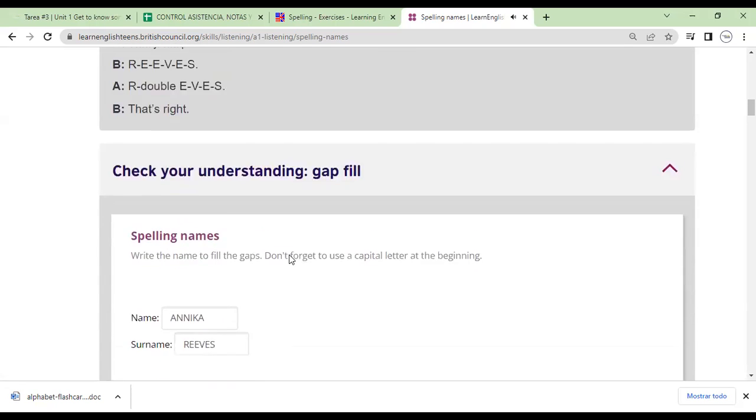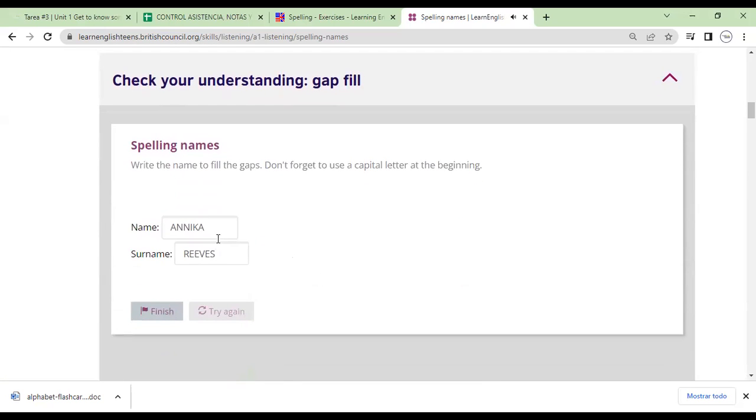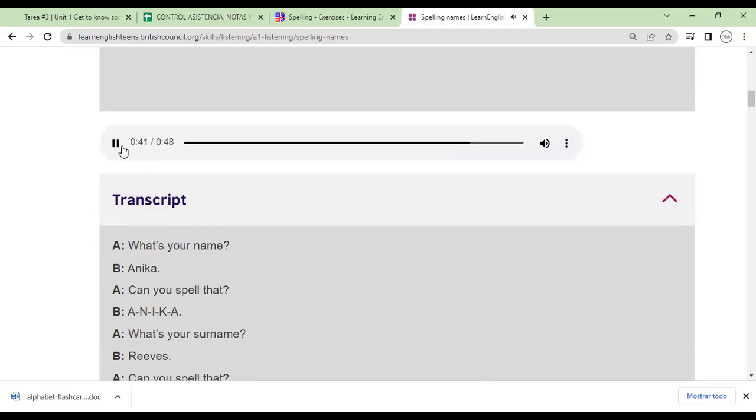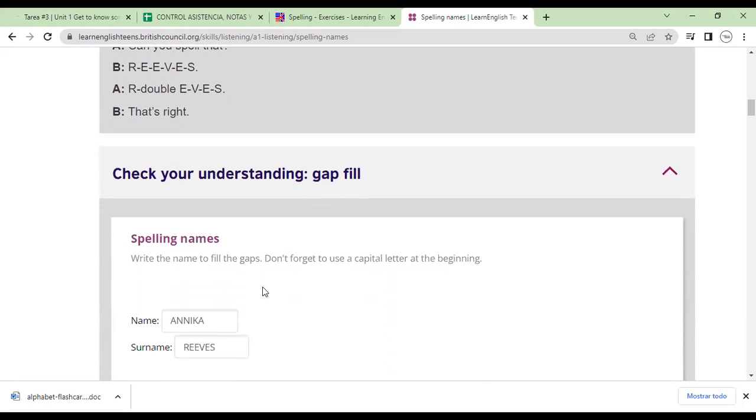Others like it, what's your name? Okay, so what's your name? Name? Annika. Can you spell that? A-N-I-K-A. What's your surname? Reeves. Can you spell that? R-E-E-V-E-S. That's right. This recording was brought to you by the British Council. To find others like it, visit www.britishcouncil.org/learnenglishteens. All right, thank you, madam. What's your name? Annika. Thank you.